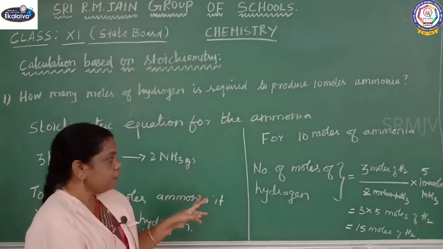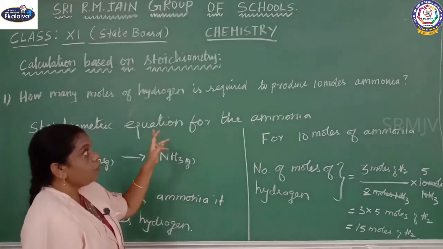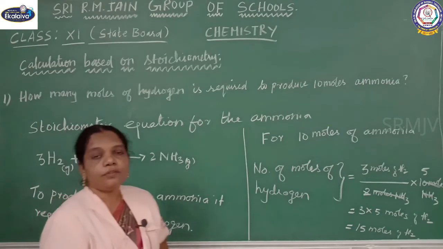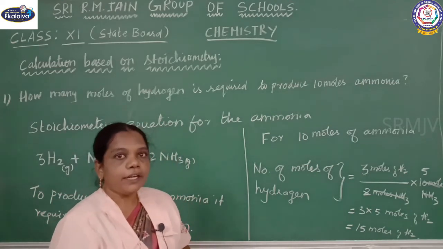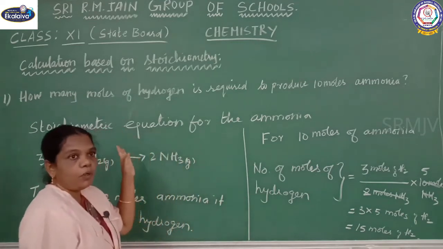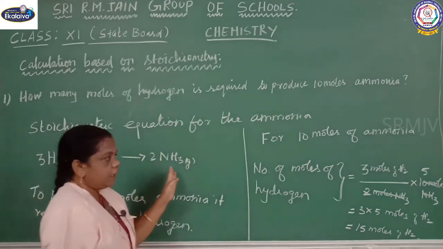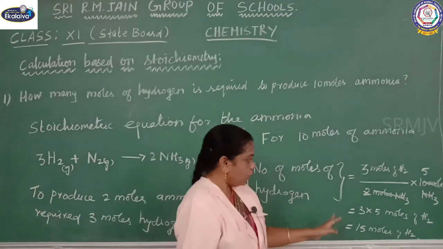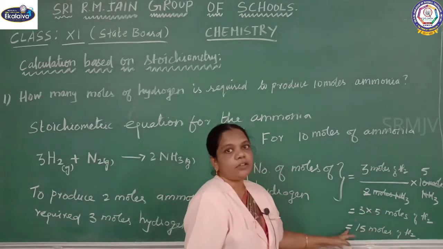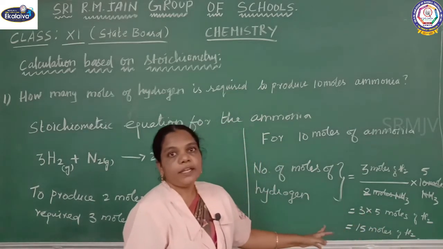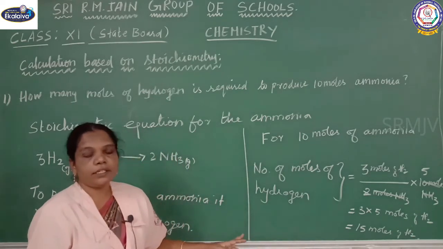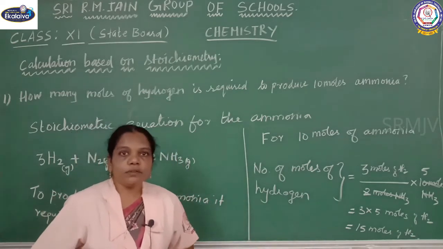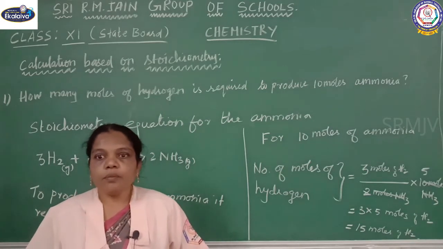So by this you know that if you want to increase the yield of the product, you can increase the number of moles of the reactant. This calculation is helpful in increasing the yield of the product. By this you can calculate the number of moles of the reactant as well as the product.